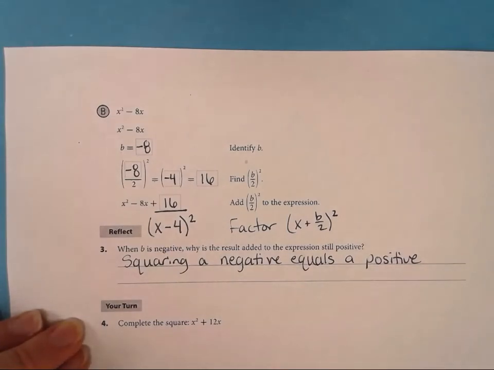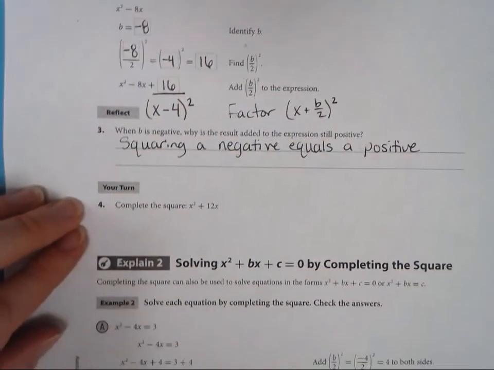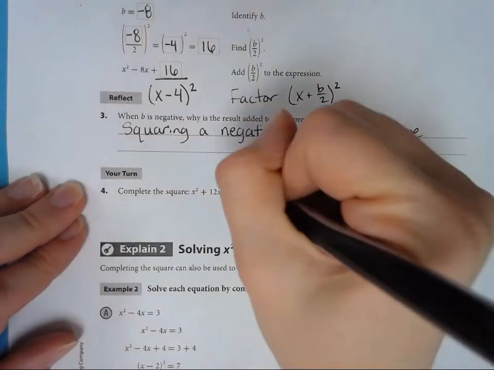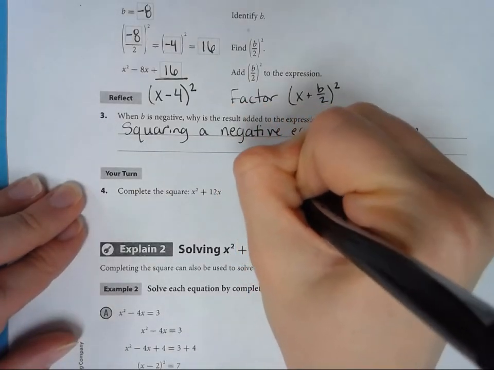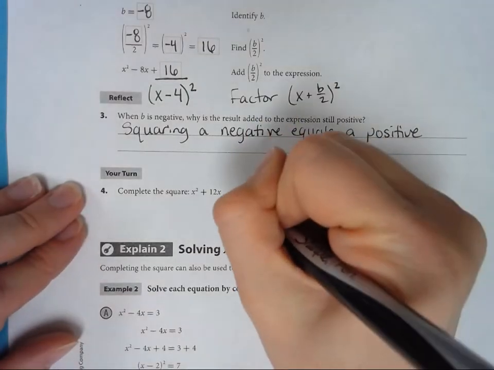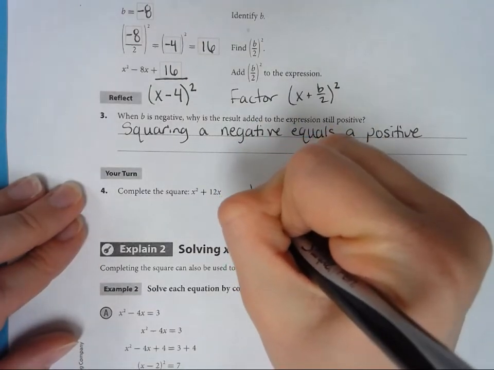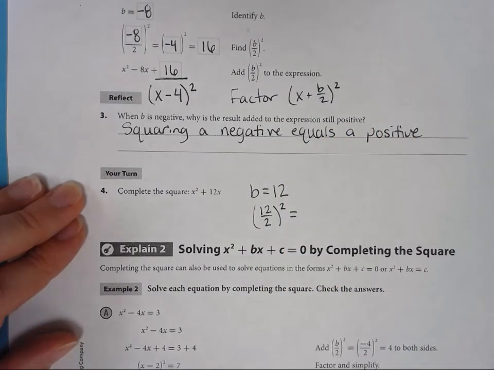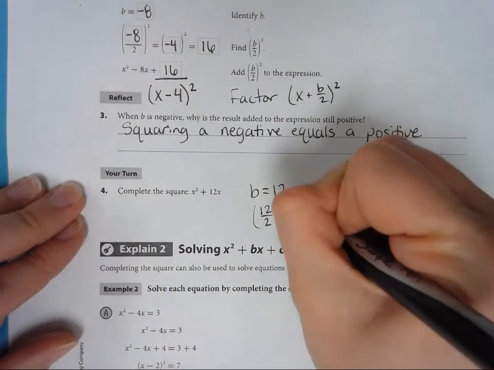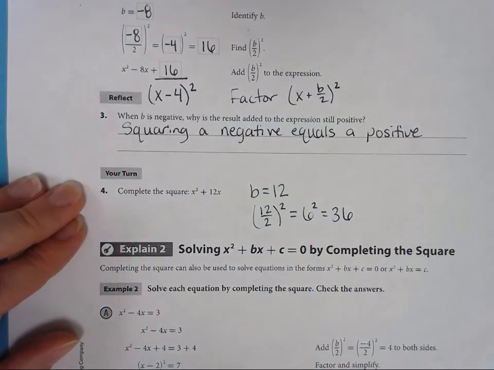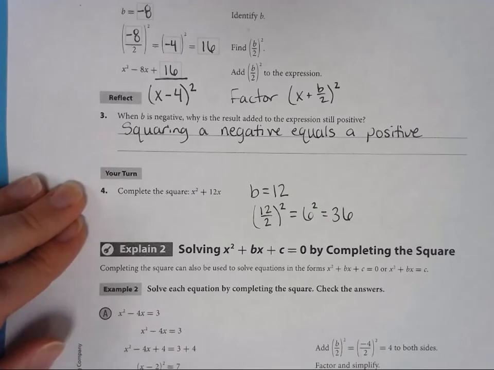Example number 4. Complete the square for x squared plus 12x. First, find your b value. Take half of the b and square it to know what to add to make it a perfect square. Half of 12 is 6, and 6 squared is 36. So we will add 36 to make this a perfect square trinomial.